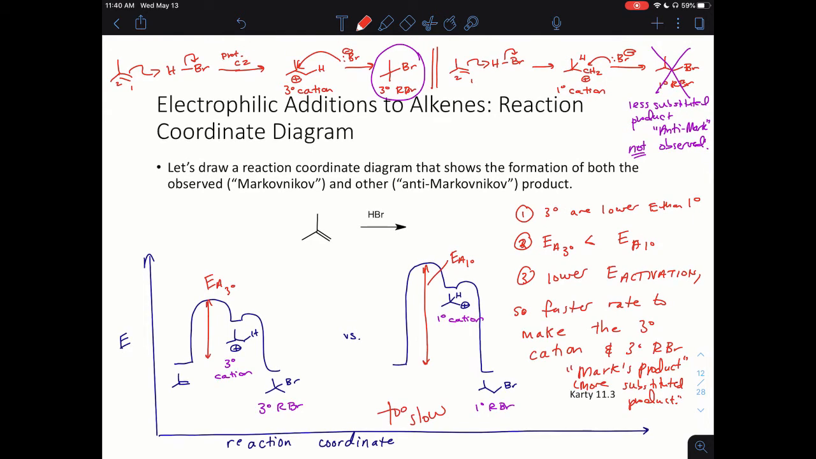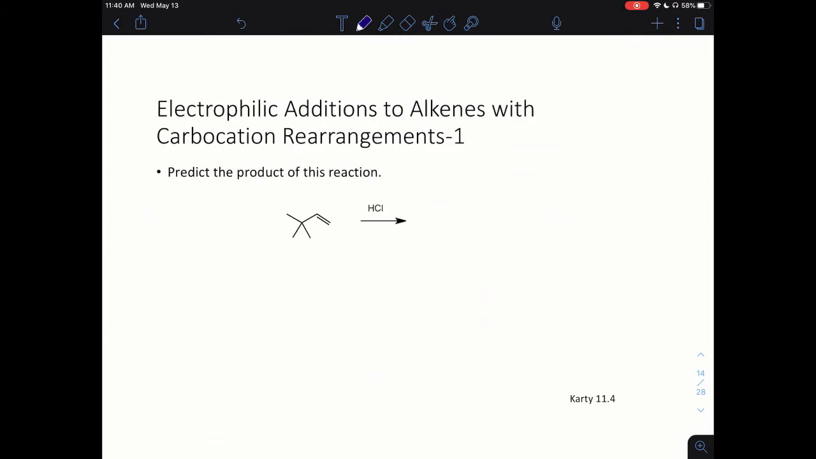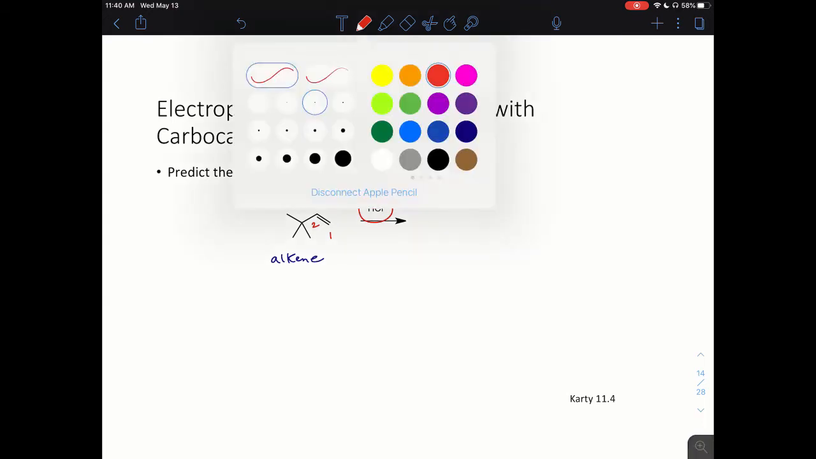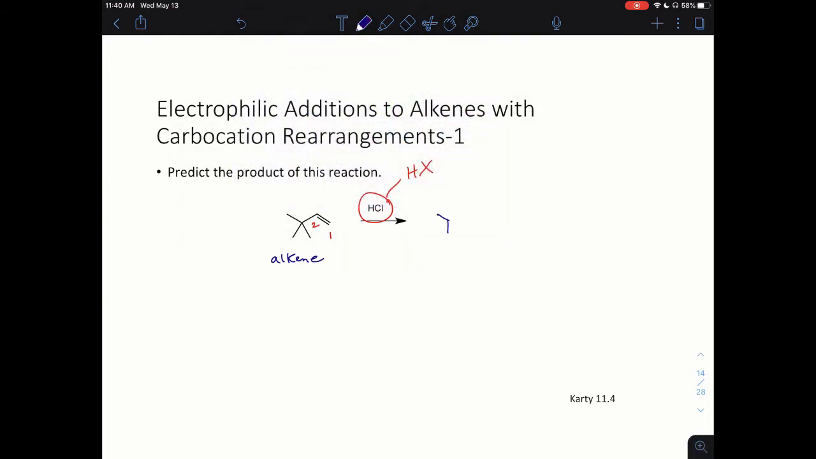Excellent. So carbocations are involved in these reactions, and so we have to keep in mind everything we know about carbocation stability and how carbocations behave. Let's go ahead and predict the products of this reaction. I see an alkene. I see there are two carbons of the alkene. I see we have HX, so hydrogen and chlorine are going to add across those two carbons of the alkene.